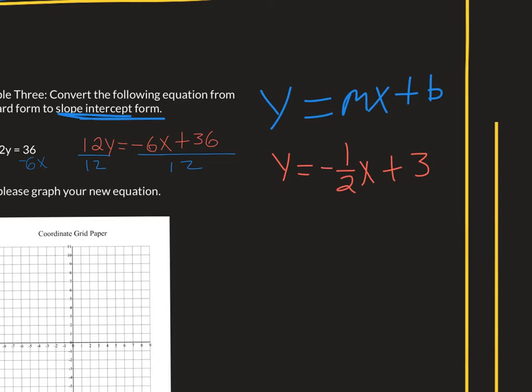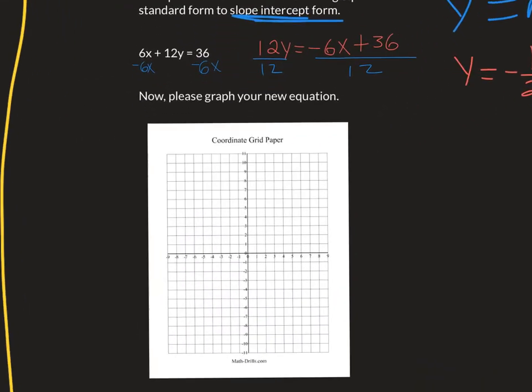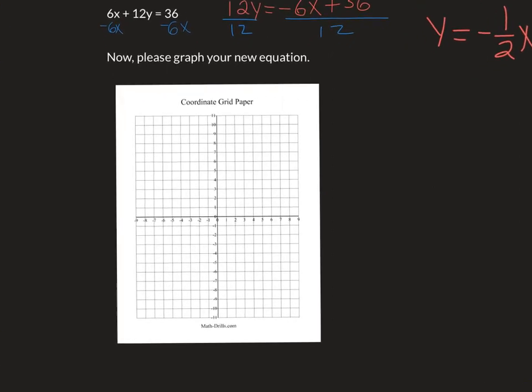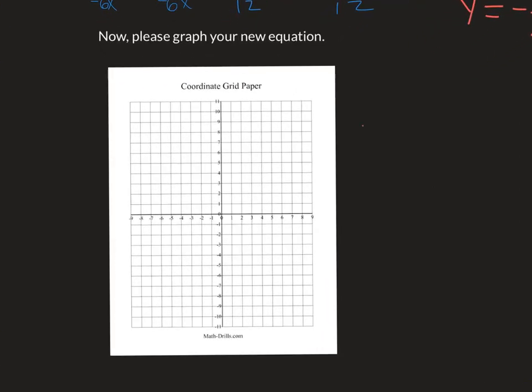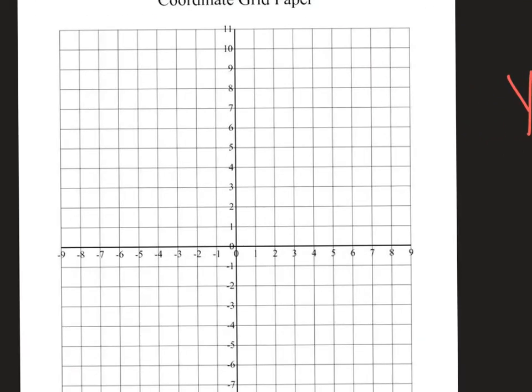Now, what we need to do is graph it. So that's what we're going to do. I'm going to write it again: y equals negative 1/2 x plus 3. First step is we need to graph our y-intercept, and our y-intercept is 3.